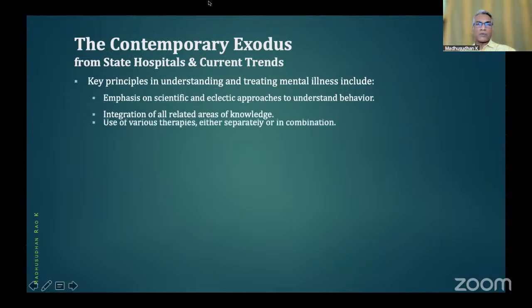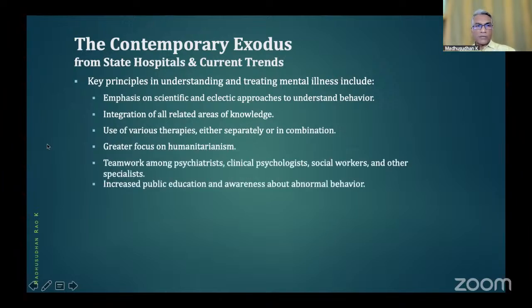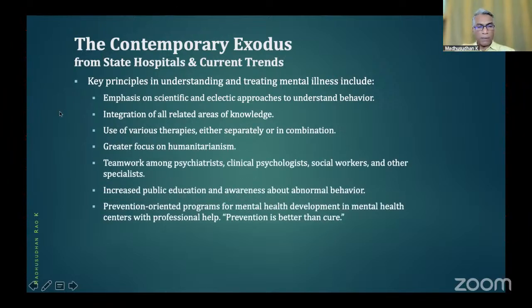Now, in continuation to that, we'll try to understand certain things in simplified form. Key principles in understanding the treatment of mental illness include emphasizing a scientific and eclectic approach to understand behavior. Integration of all related areas of knowledge. It is not one method. Different methods in coordination, in sync, you're going to treat that particular individual. That is what it meant. Use of various therapies, either separately or in combination. Greater focus on humanitarian ones.